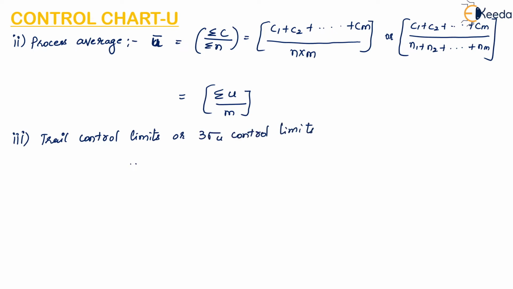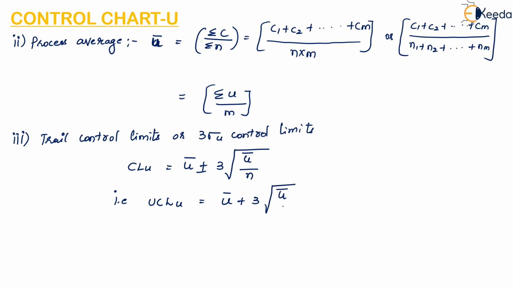So the control limit for U can be given as fraction defect plus or minus 3 into root of U bar by N. The upper control limit for U chart is U bar plus 3 into square root of U bar divided by N, and the lower control limit is U bar minus 3 into root of U bar by N. So this is for constant subgroup or sample size.